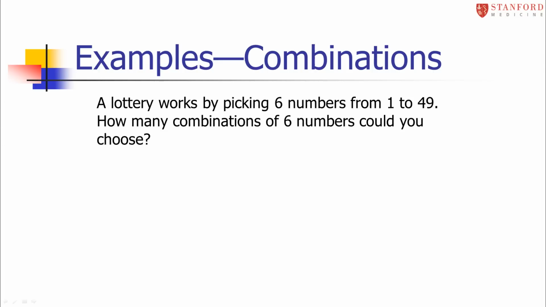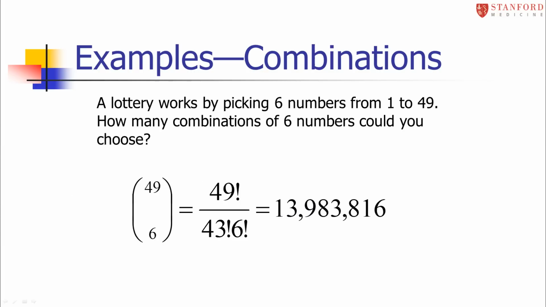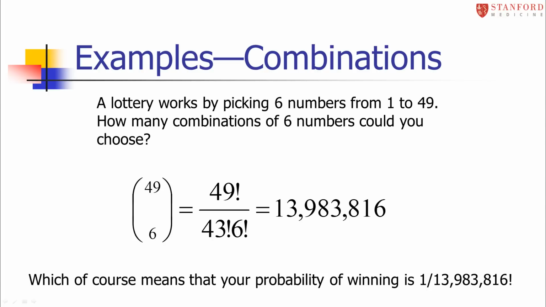So we already saw the example of the lottery. If the lottery works by picking 6 numbers from the integers 1 to 49, how many different unique combinations of 6 numbers can you choose? Well, that's a 49 choose 6 problem, so we just plug into the choosing formula. Turns out to be that there's 14 million different possible lottery answers, and only one of them will win, so your chance of winning the lottery again is only 1 out of 14 million.